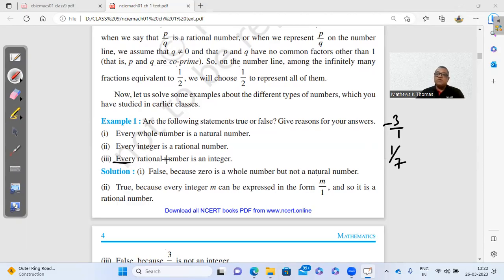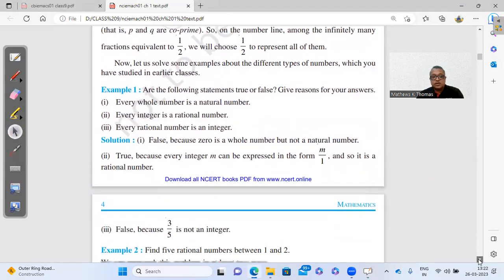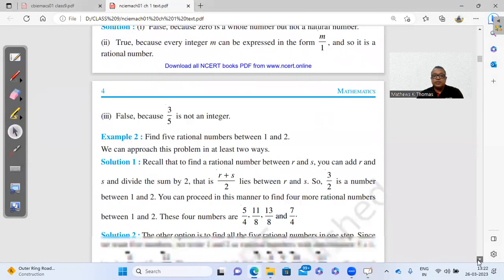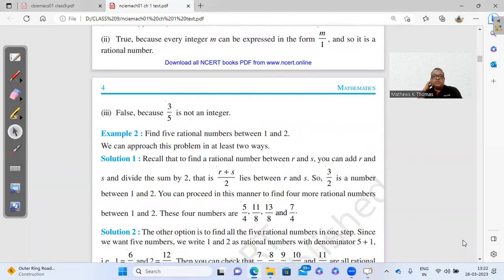Here they have said every rational number is an integer. So that is going to be false, because we have lots and lots of fractions which are rational numbers. In fact, all fractions are rational numbers, but certainly they are not integers. So that's our example 1 explained. Now, example 2, how to find numbers between two rational numbers.